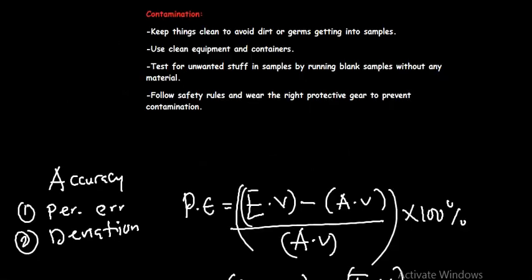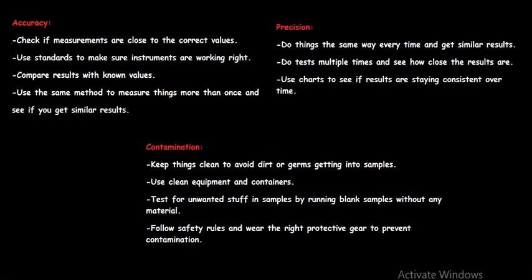So here, what we have on the screen, those are some simple protocols which we need to follow in terms of precision. Do things the same way every time and get similar results. Do tests multiple times and see how close the results are. And we can simply use a chart to see if the results are staying consistent over time. We can also confirm the precision mathematically using the standard deviation, and another way is CV. When I say CV, I simply mean coefficient of variation.